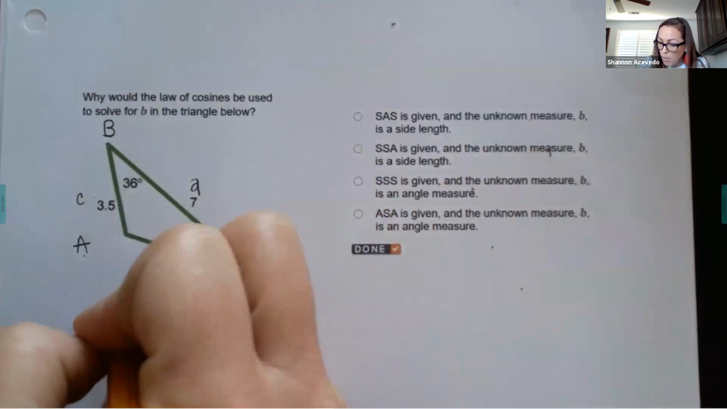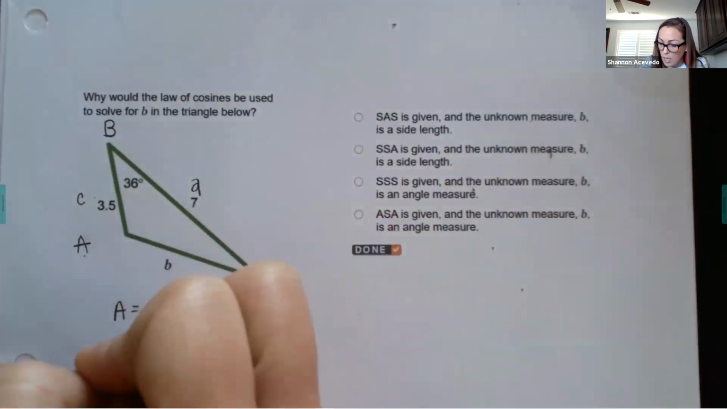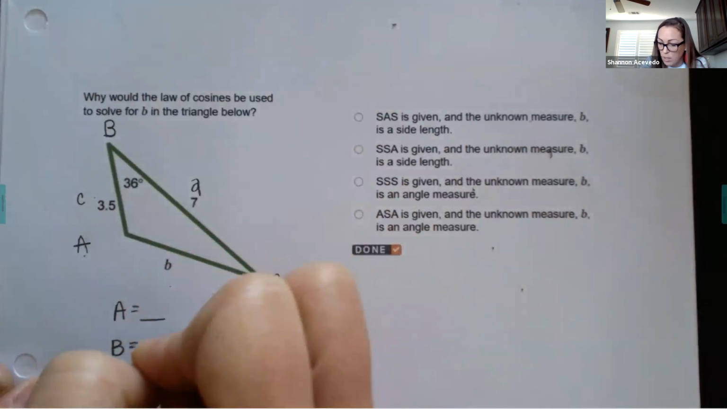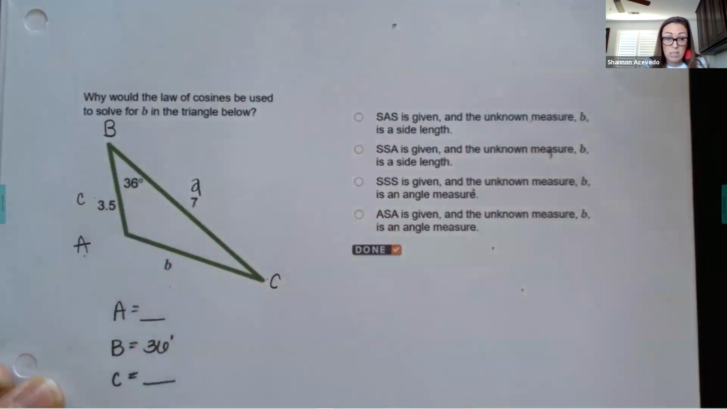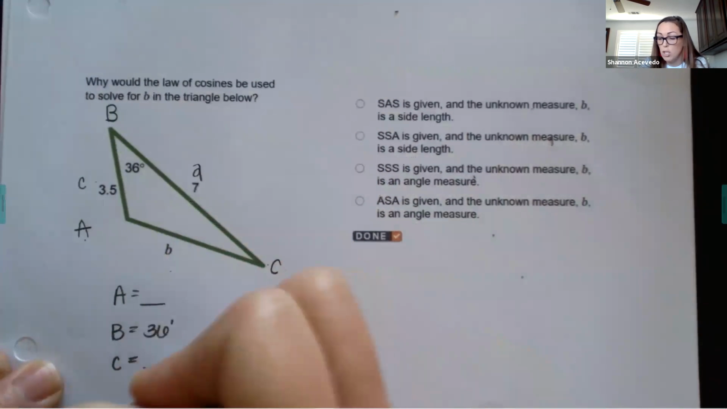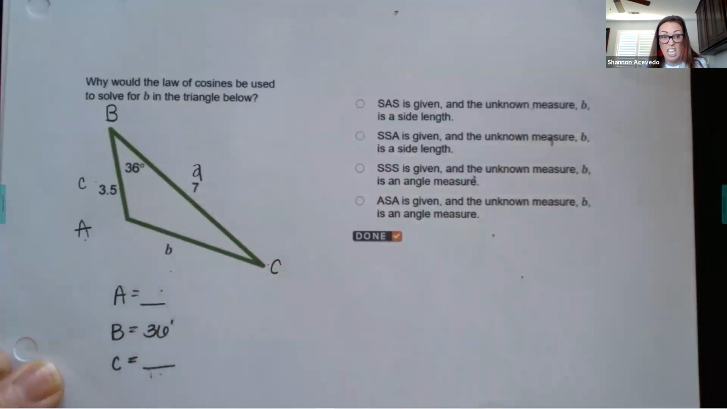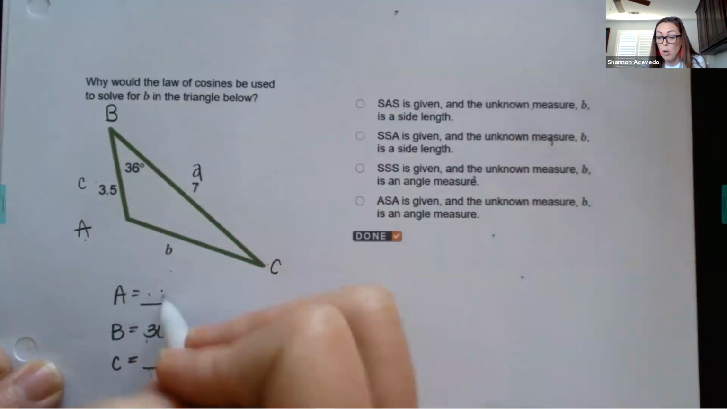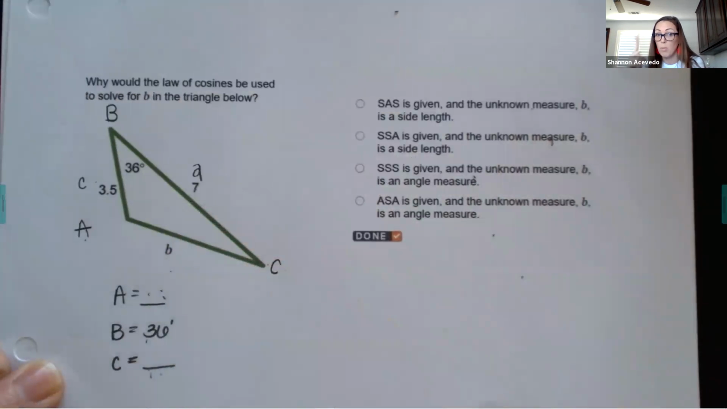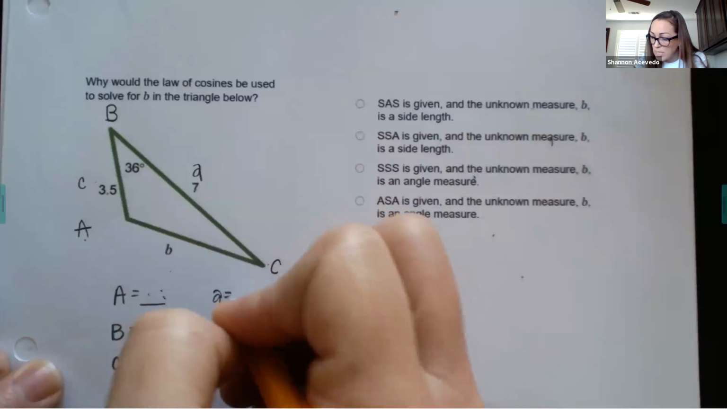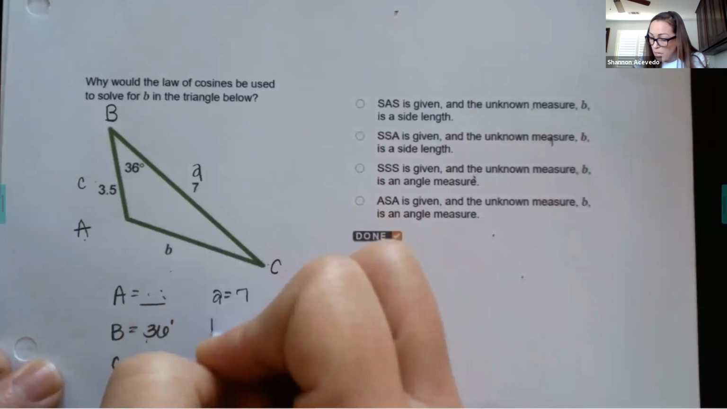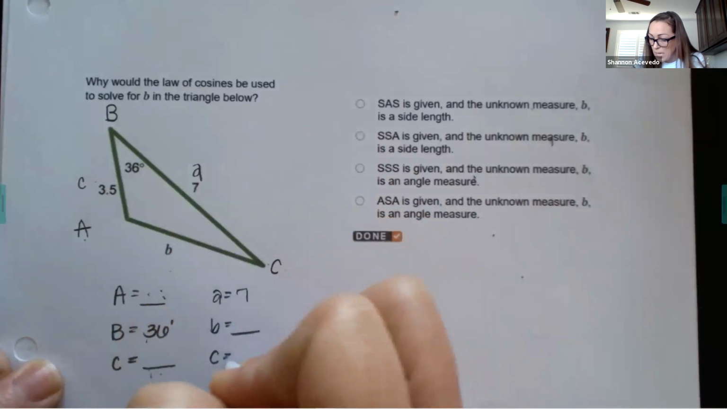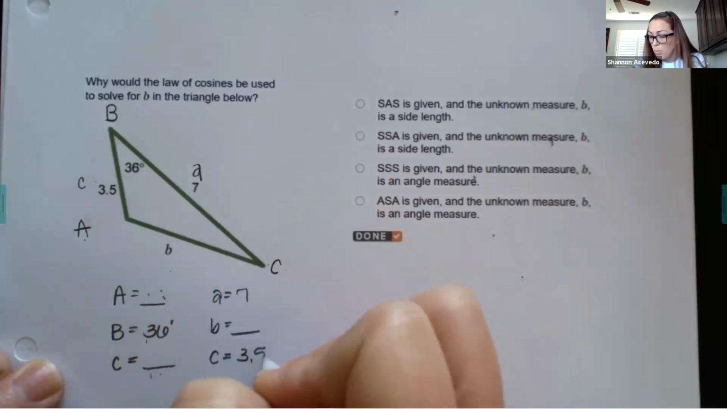When I look at my table, I don't know what my angle A is. I know that my angle B is 36 degrees. I don't know my side C. So I have two unknown angles, which means I can't figure them out. If I had two known and I was missing just one, then remember we can add them together and subtract from 180. I know my side A is 7. I don't know my side B, and I know my side C is 3.5.